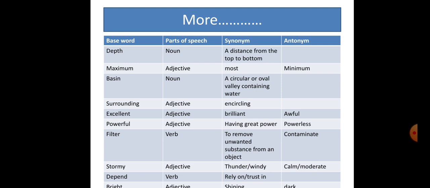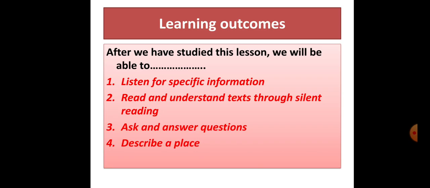Filter is a verb. It means to remove unwanted substance from an object, and the antonym is contaminate, contaminated, full of impurities. Stormy, an adjective, meaning thunder, and the antonym is moderate, calm. Depend, a verb, meaning rely on, trust. And bright, an adjective, meaning shining. The antonym is dark.